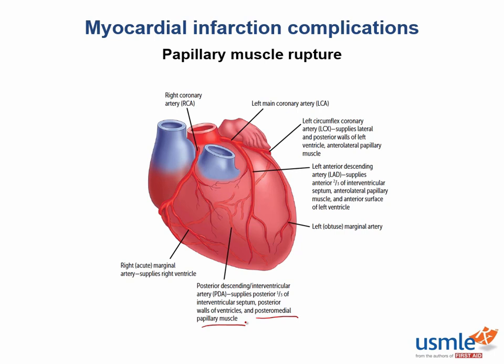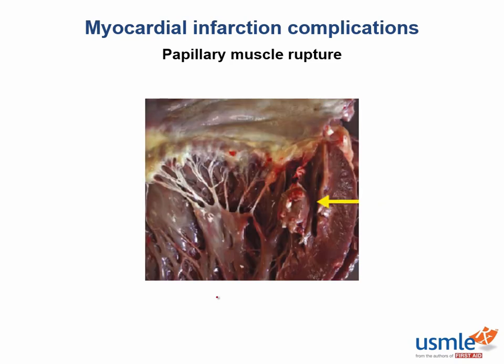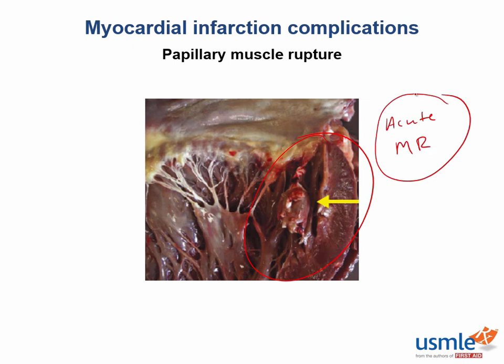Unlike the other papillary muscles, the posterior medial papillary muscle only has one blood supply, and that's coming from the posterior descending artery, or the PDA, which comes off the right coronary artery. The posterior medial papillary muscle attaches to the mitral valve, and if this ruptures, as you can see here, you will not be able to pull the valve via the chordae tendineae. This will lead to the acute onset of new mitral regurg.